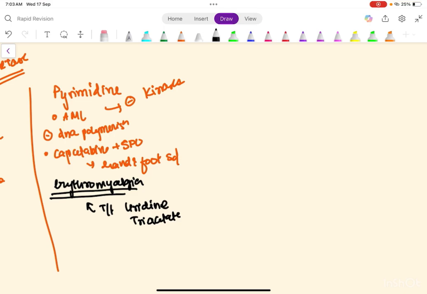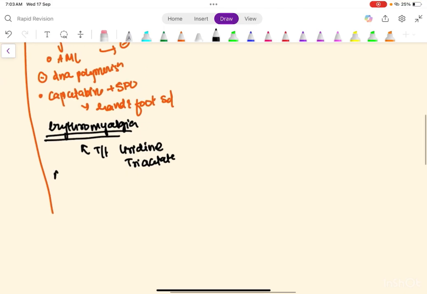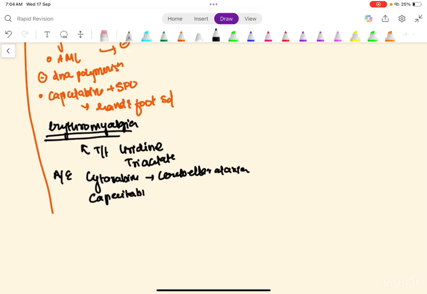So in this, there's one more question that they ask, which is about adverse effects. I'll just cover it. So you have cytarabine, which is used for AML. So this basically causes cerebellar ataxia. Okay, then capecitabine, this causes hyperbilirubinemia, and obviously hand foot syndrome. Only hand foot syndrome. Alright.